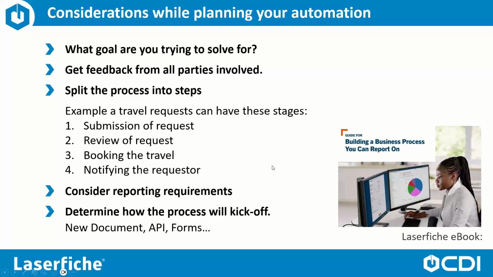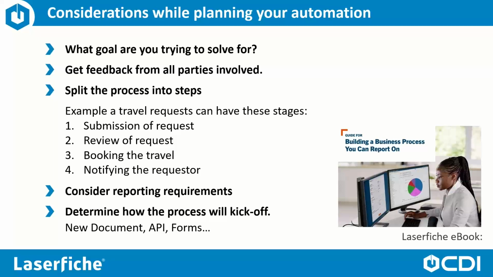Laserfiche suggests, in their documentation, one of the Laserfiche ebooks that I would recommend you download, that you split your process into stages. And by splitting your process into stages, you are not only helping with the design aspect of your flow, but it's also helping you determine and really easily be able to see what you want to report on. So if we look at the travel requests, you've got these stages: submit the request, review the request, book the travel, and notify the requester. Each stage breaks down into reportable items as part of your process automation within Laserfiche.